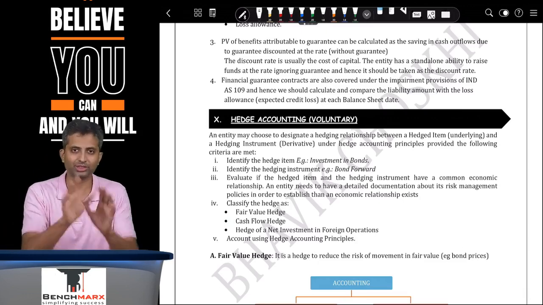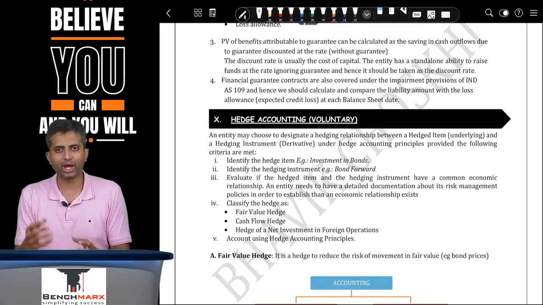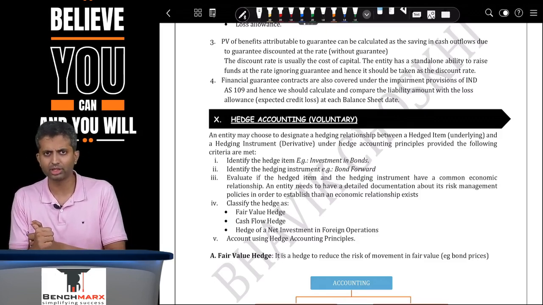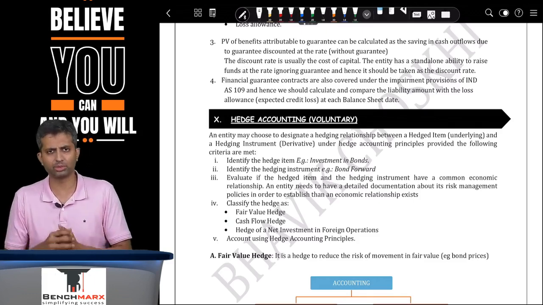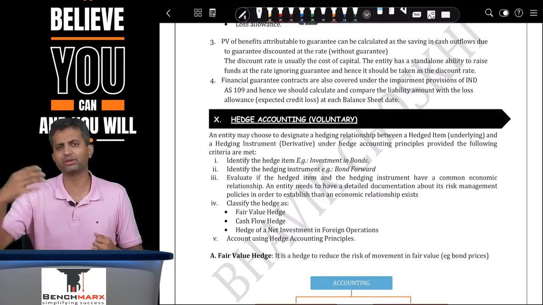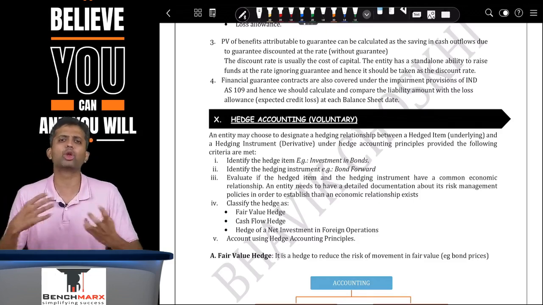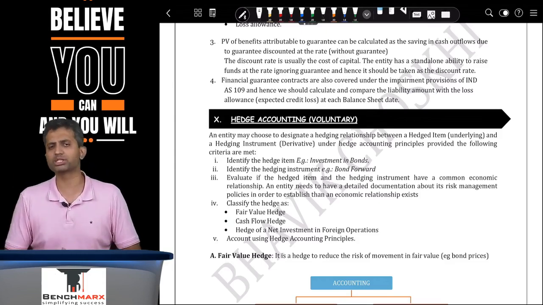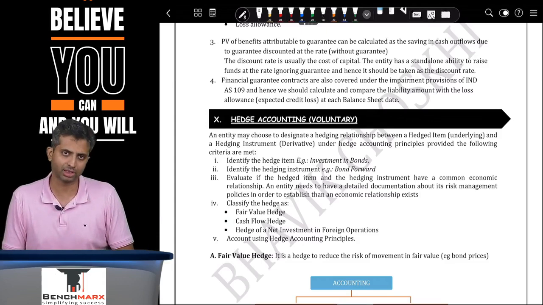It is optional, not just for a student, but also in practice, because hedge accounting requires maintaining detailed records. You will have to designate a hedged item. You will have to designate a hedging instrument. So let us say you have investment in bonds, that is a hedged item. You might have taken a forward contract or an option contract, that is a hedging instrument. You have to show the economic relationship between the hedged item and the hedging instrument, maintain the detailed risk management policy, and if you are doing all of this, then you can take the benefit of hedge accounting.